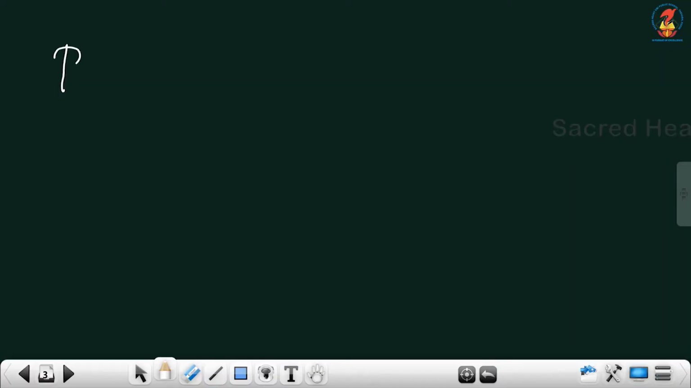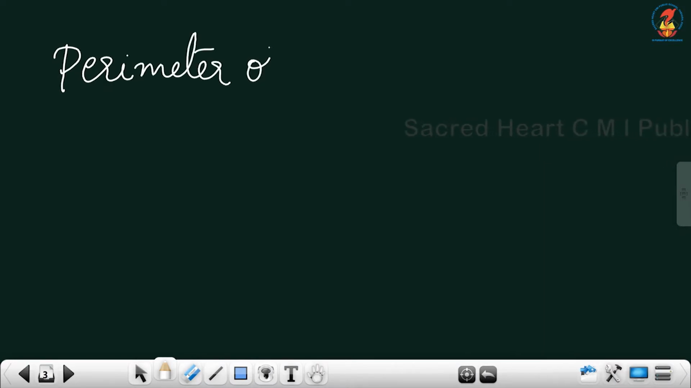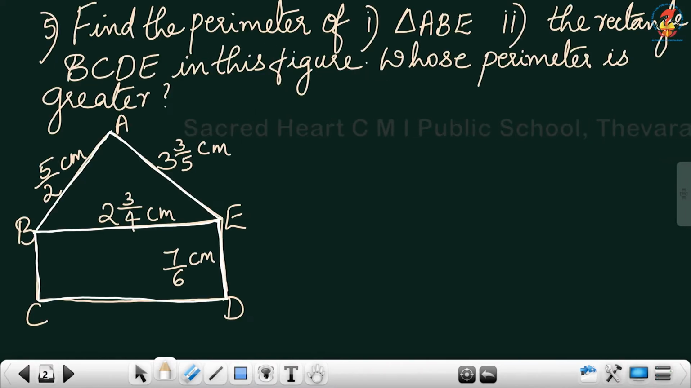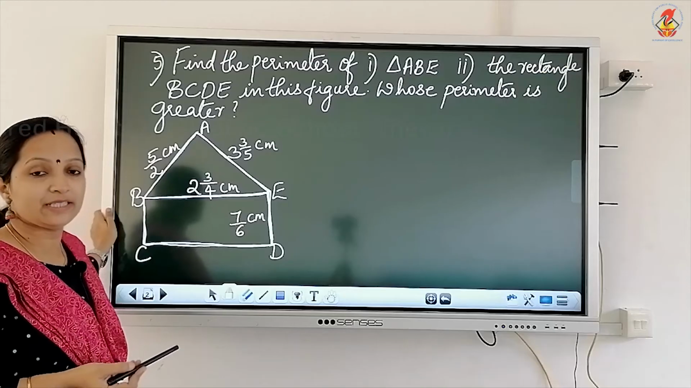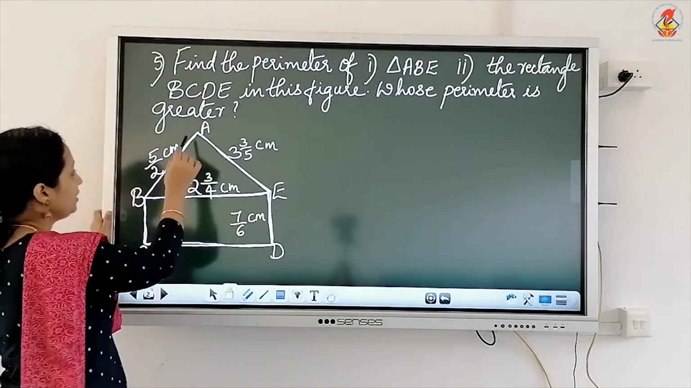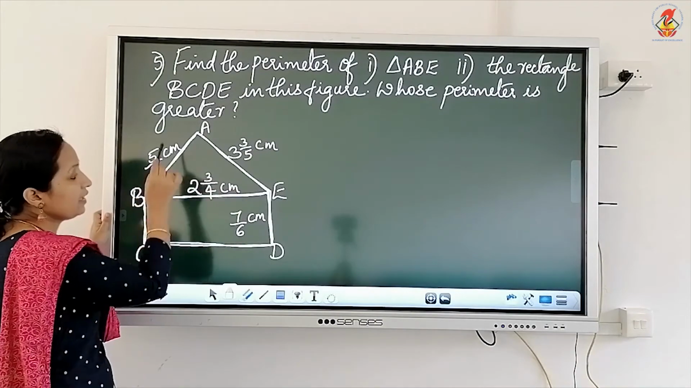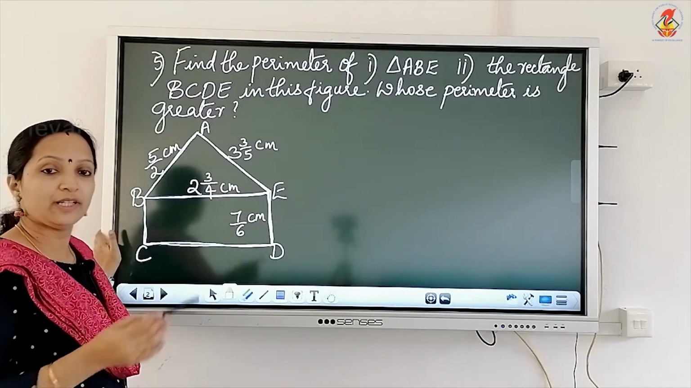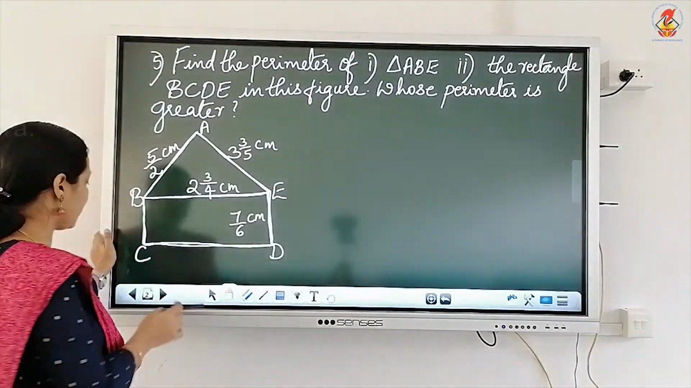What is the first part? We have to find the perimeter of triangle ABE. Now look at the question. In this triangle, we already studied that. What do you mean by perimeter? Perimeter means sum of the length of all the sides. And look at this triangle. This is a triangle having three different sides. So how will we find the perimeter? Sum of the length of all the three sides.